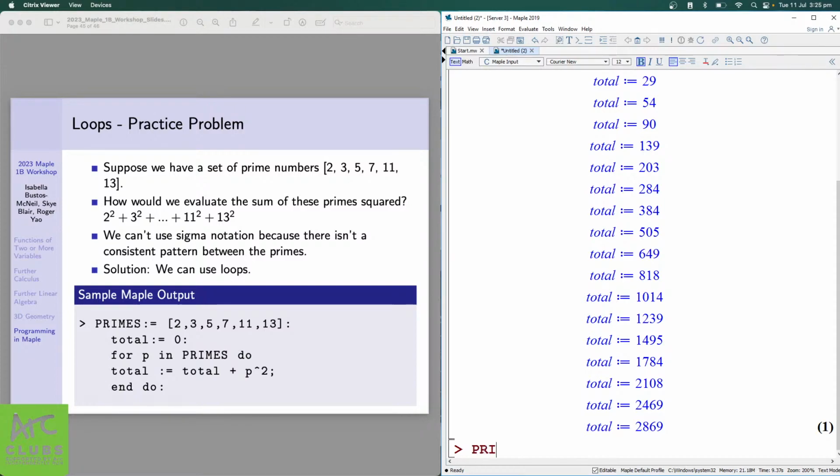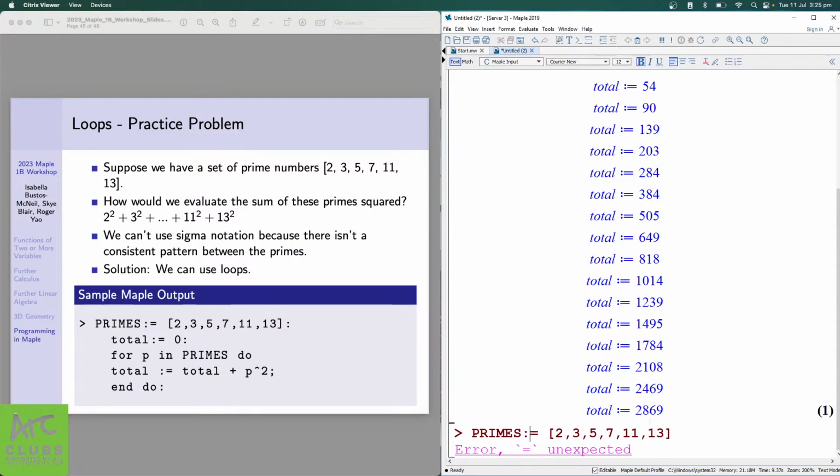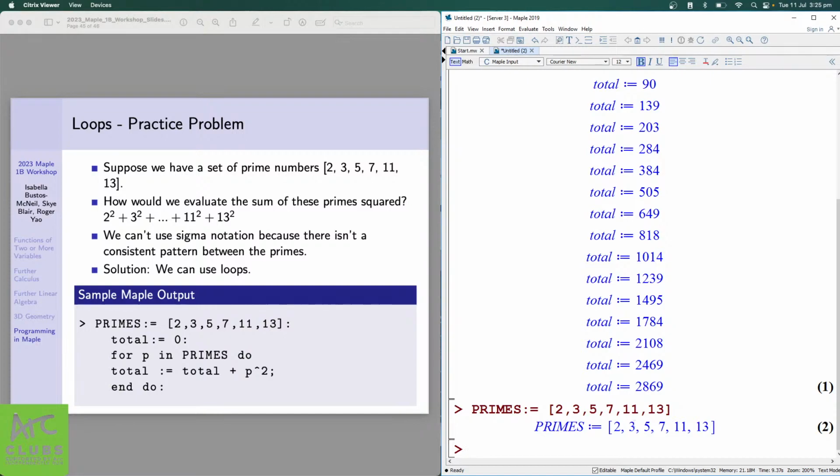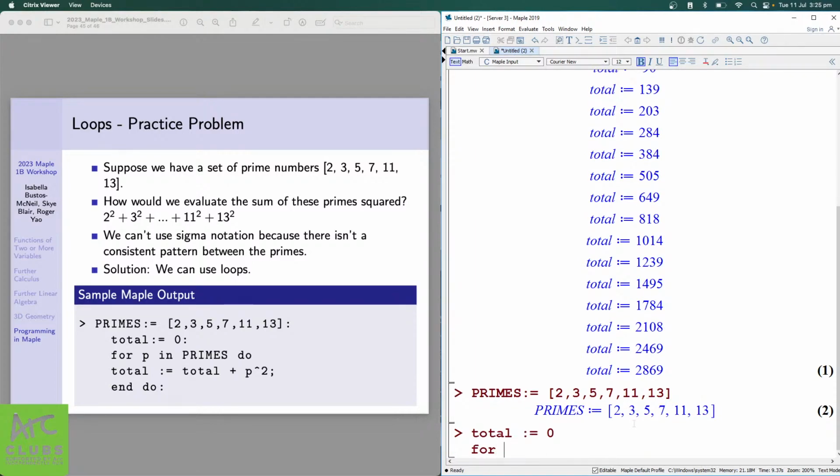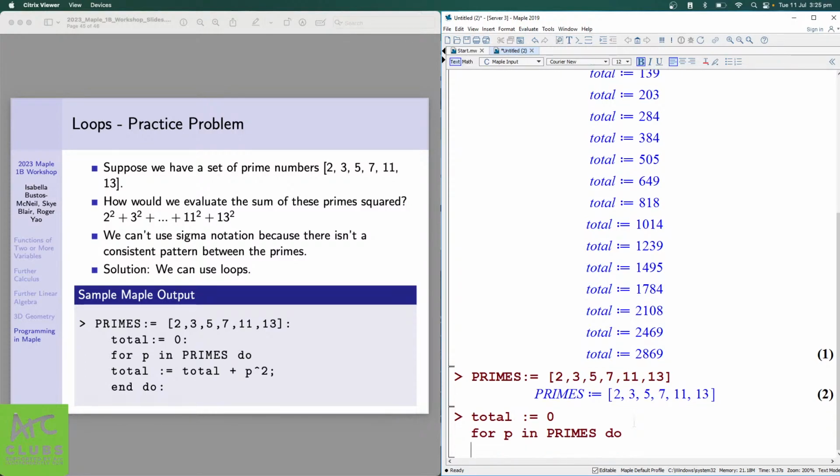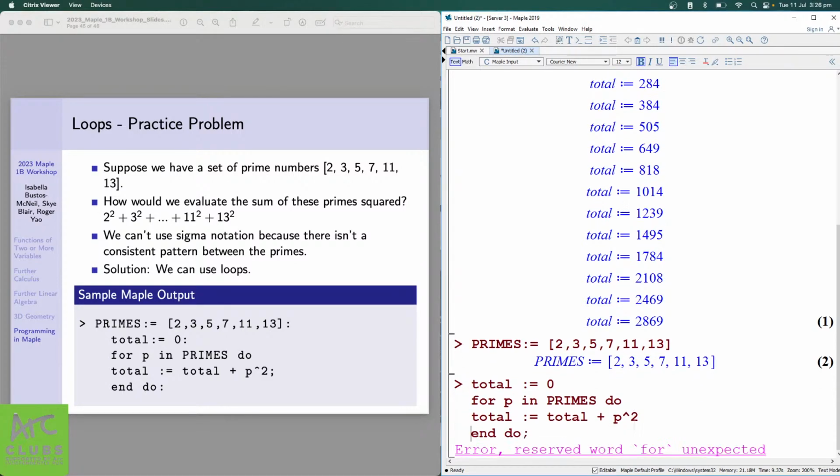So first I'm going to begin by defining a set called primes, and it's going to contain the prime numbers that I want to add. So 2, 3, 5, 7, 11, and 13. Then I need to use a loop. So let's start off with total is equal to 0. For p in primes, so for any number in primes, we want to do total is equal to my existing total plus the prime number squared, end do.